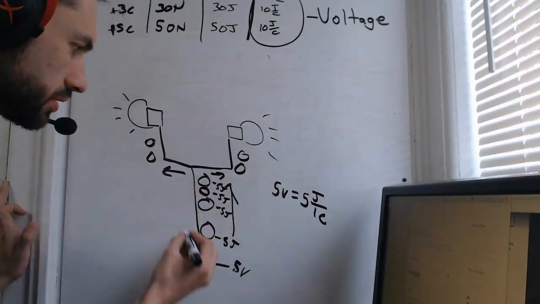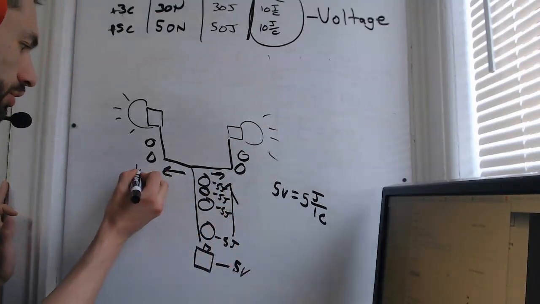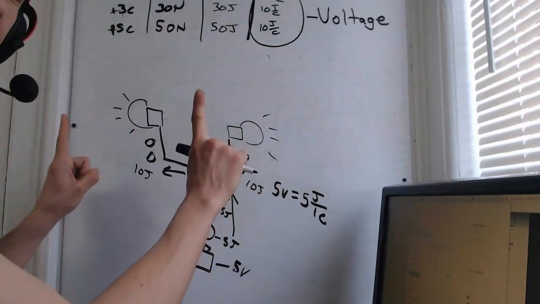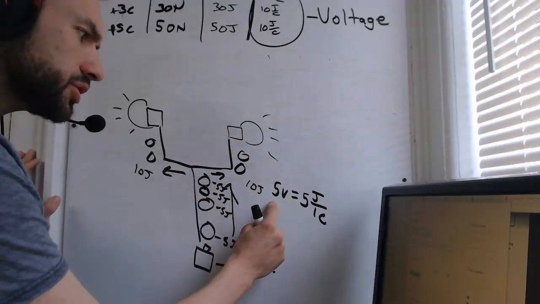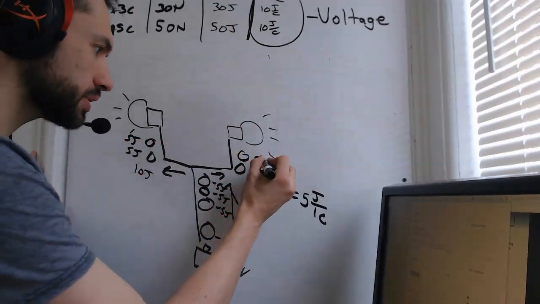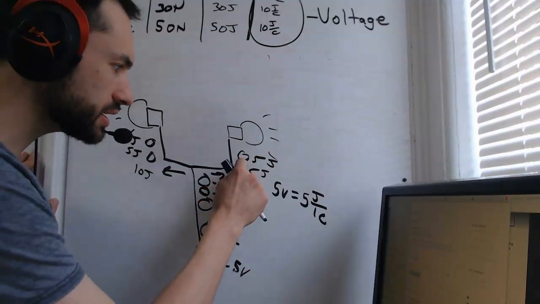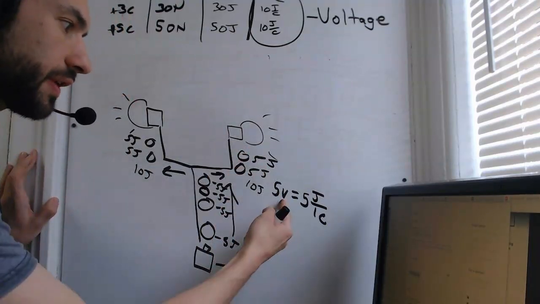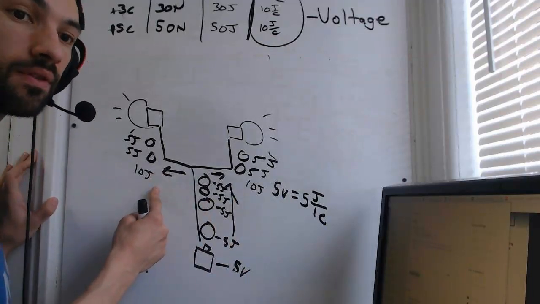So again, total of 20 joules of energy. 10 joules decided to go this way, 10 joules decided to go this way. So the energy did split. The energy split. But the voltage didn't, because this one still has 5 joules, and this one still has 5 joules, and this one still has 5 joules, and this one still has 5 joules. So this voltage is still 5 joules per coulomb, which is 5 volts. And this voltage is still 5 joules per coulomb, which is 5 volts.